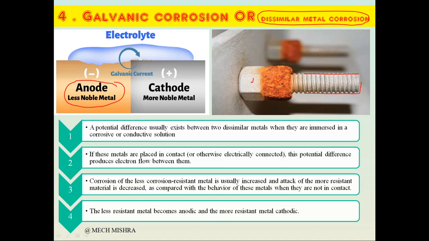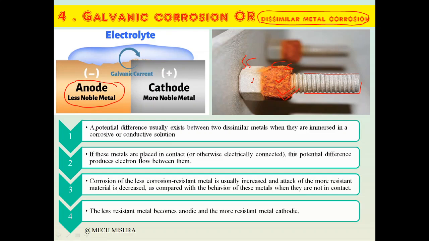So SS is more noble and carbon steel is less noble. Here the SS and carbon steel have come in contact, and the less noble metal is carbon steel, CS, and this one is SS. So the less noble carbon steel started corroding due to the galvanic cell formed, and after some time you will see this nut disappear due to the corrosion. So that's called galvanic corrosion.